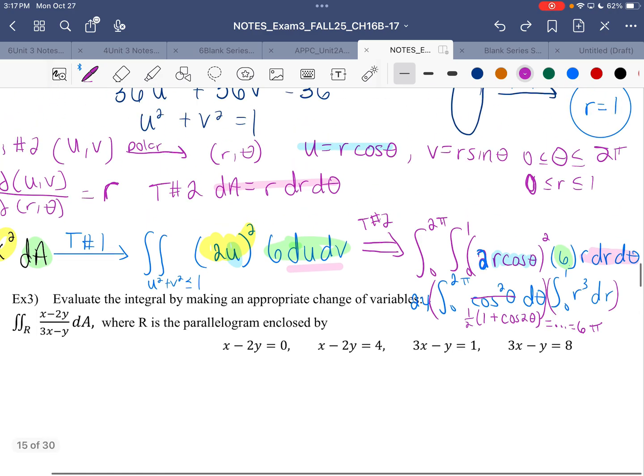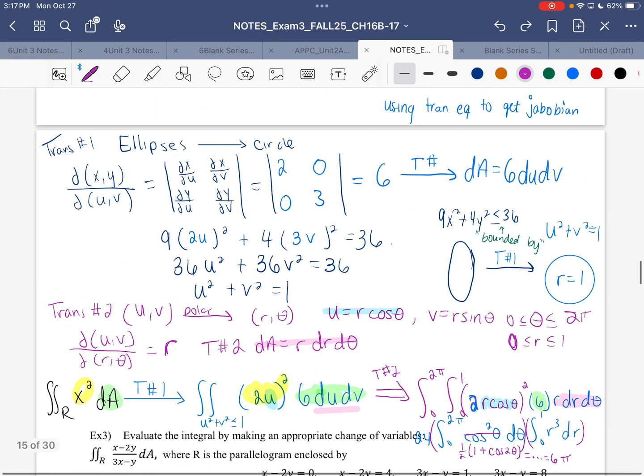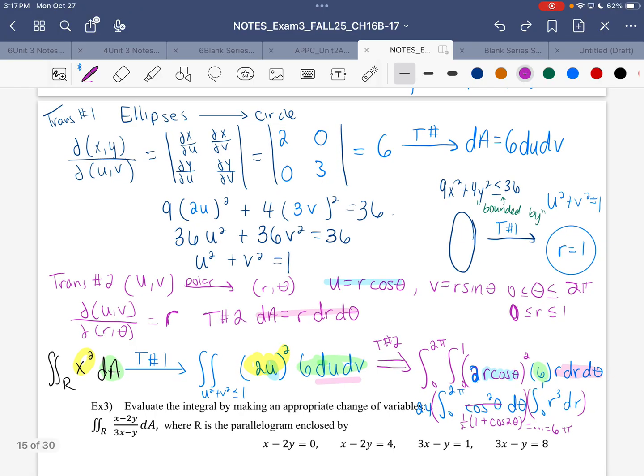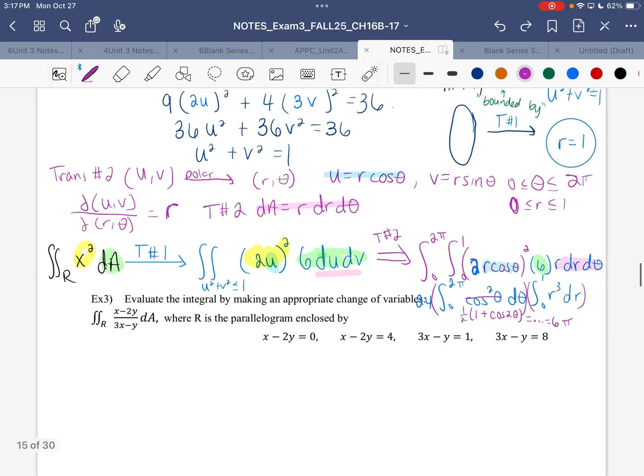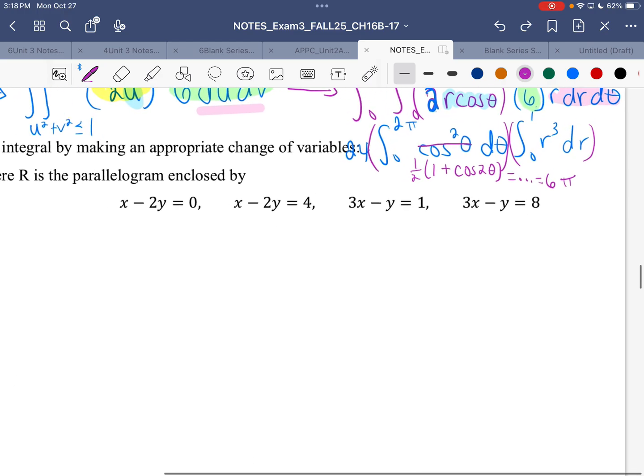All right, let's try to do example 3. I like these straightforward ones, but to me, this is not that climactic. We've been doing polar, so this isn't all that exciting. I think example 3 is more of the level that I would like you to operate at. So let's graph the little parallelogram that we're enclosing in.